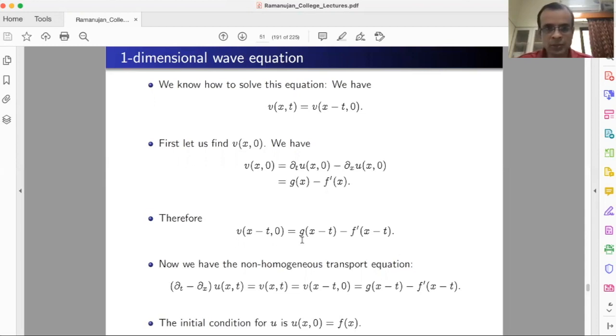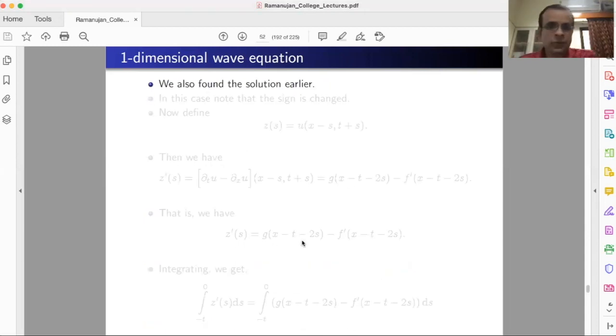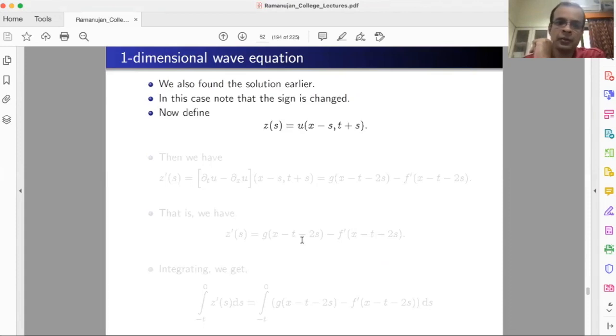So now I have a non-homogeneous transport equation with the initial value being f of x. I know how to actually solve this. In fact, we found the solution earlier. As I mentioned, it's just that in this case, the sign is changed. So therefore, we just need to slightly modify our z of s. So let's modify our z of s to be u of x minus s comma t plus s.